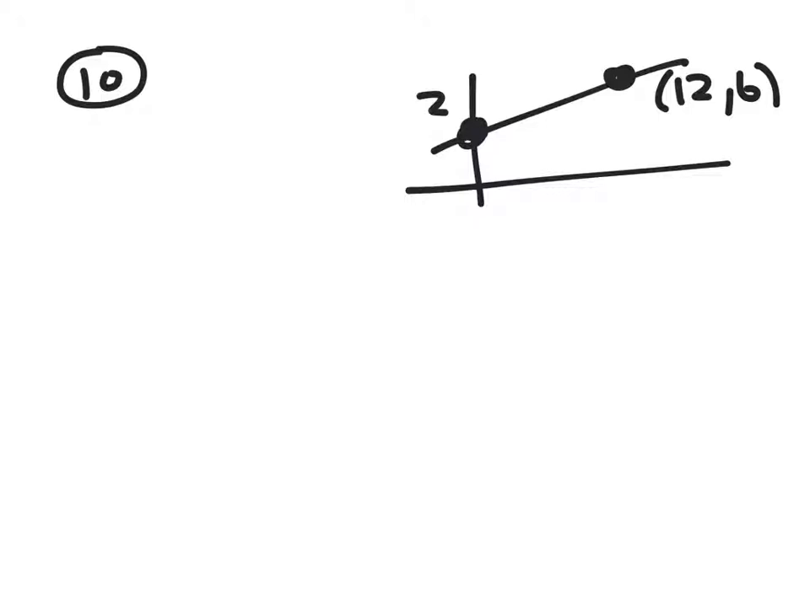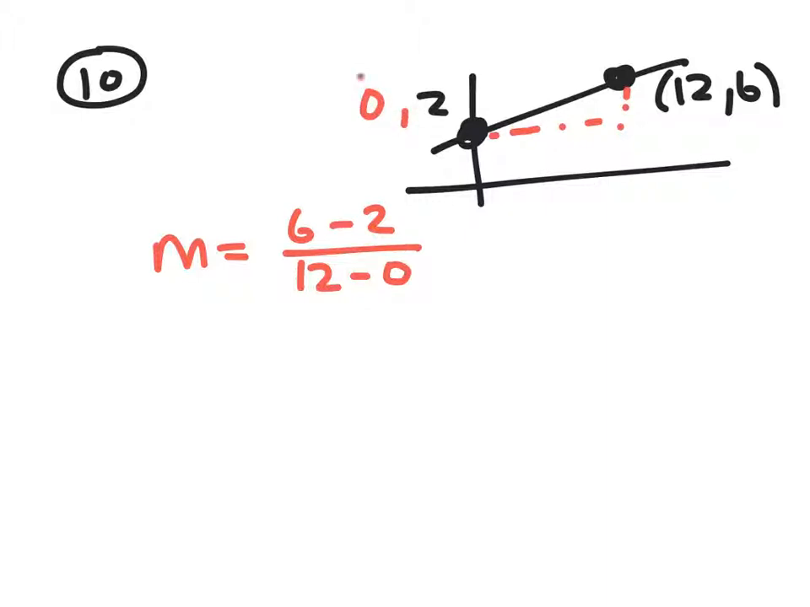Question 10, find the equation of this line. Well, we need to work out the gradient between the 2 points. So the gradient is 6 take away 2 over 12 take away 0. Where did the 0 come from, you're asking? Because this point here is actually 0, 2. So that gives us 4 over 12, which is 1 over 3.